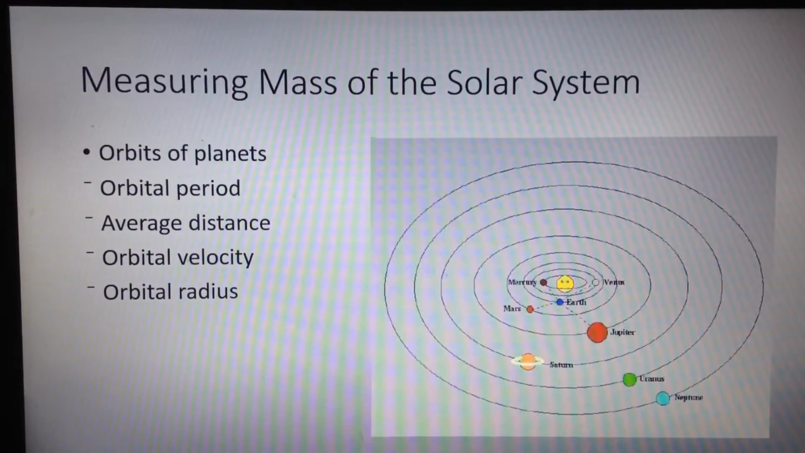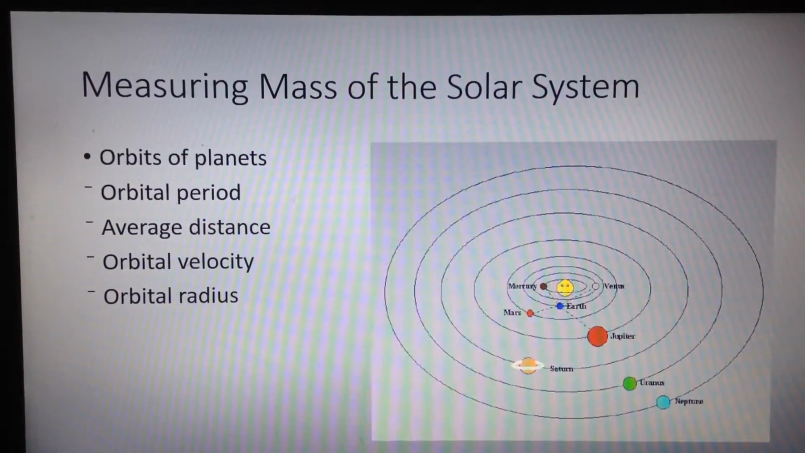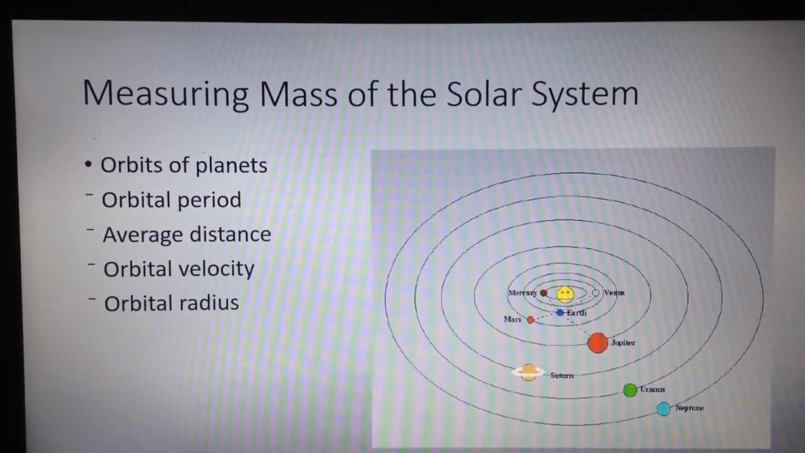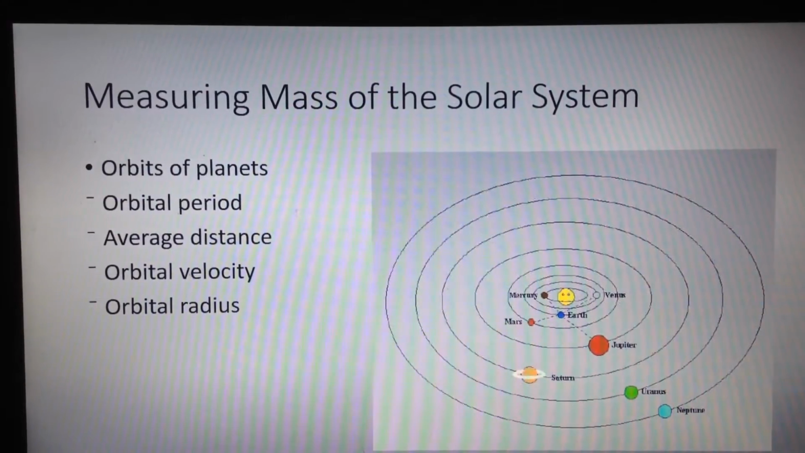Using the orbits of planets, scientists are able to measure the mass of the solar system. They use the orbital period and average distance, then for circles, orbital velocity and orbital radius.